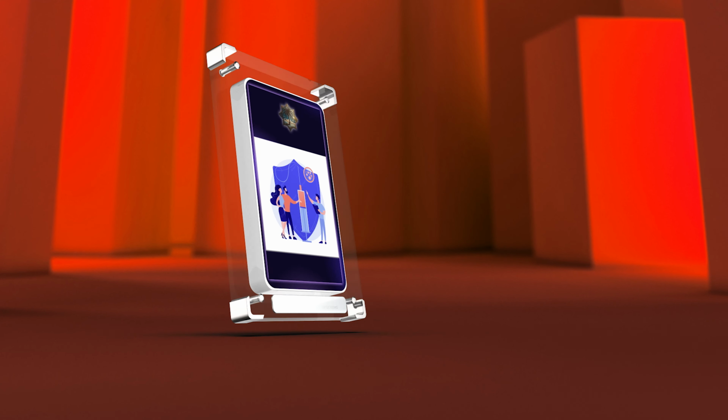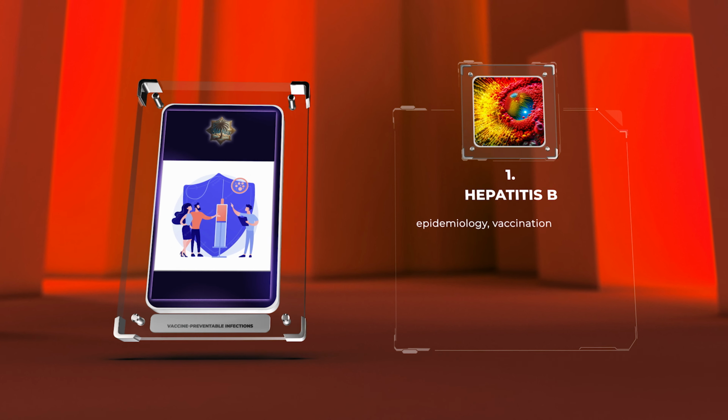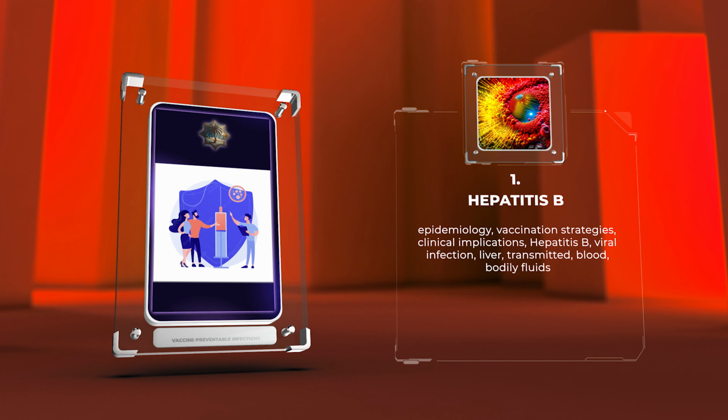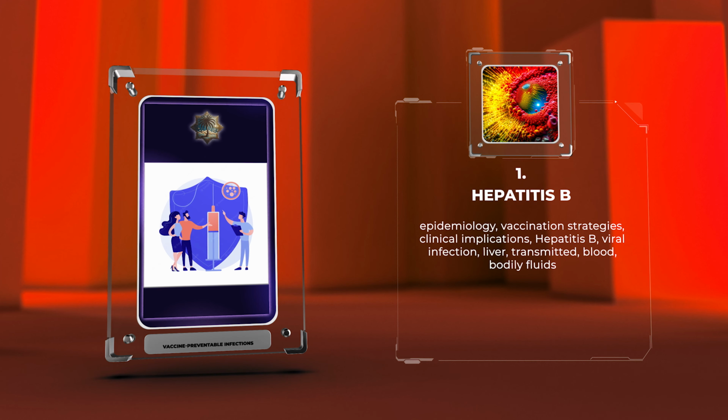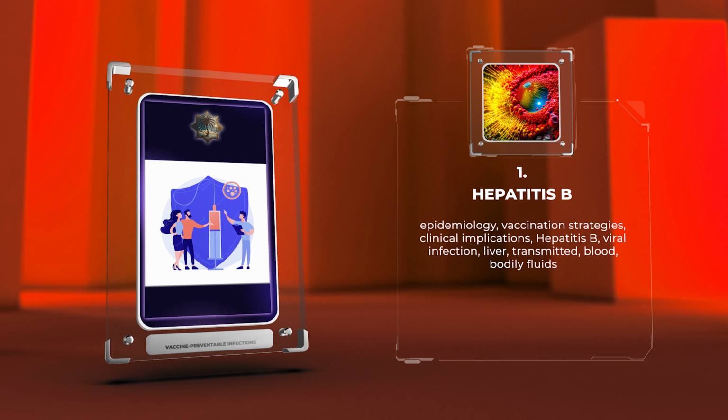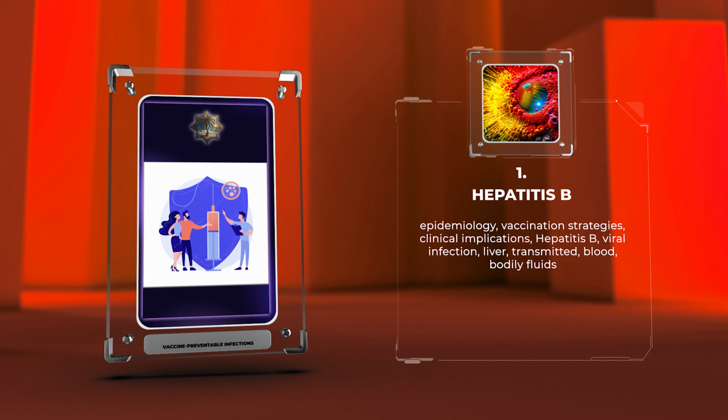In the next section, we will cover the epidemiology, vaccination strategies, and clinical implications of hepatitis B, a viral infection that affects the liver and is transmitted through blood and other bodily fluids.